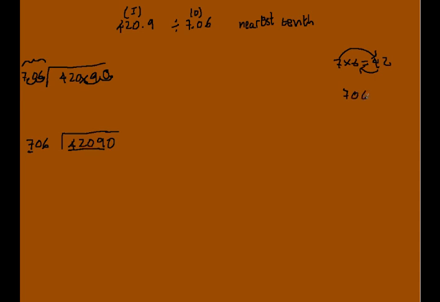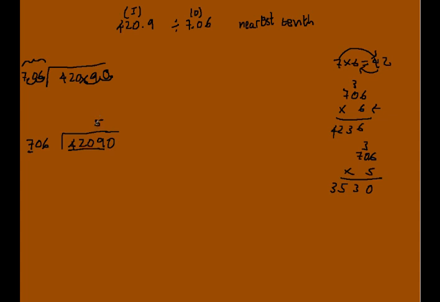So all we have to do is check what 706 times 6 gives us. So 6 times 6 is 36, carry a 3, 6 times 0 is 0 plus 3 is 3, 6 times 7 is 42. So we have this number here, which is bigger than this. So 706 doesn't go into this number 6 times. Even if we didn't guess the right number, at least we know that we can go down and try 5 instead of 6. So 5 times 6 is 30, carry a 3, 5 times 0 is 0 plus 3 is 3, 5 times 7 is 35. So we know now that 706 goes into 4,209 5 times.